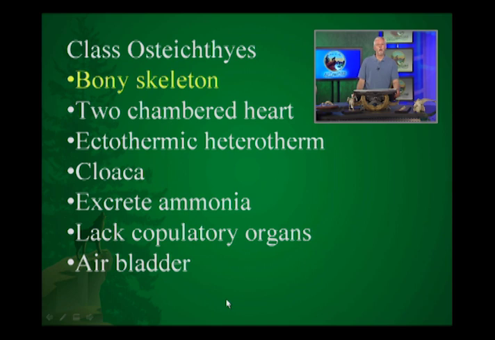And the bony fishes, among other characteristics, have a bony skeleton, as I mentioned. They generally have a two-chambered heart, which is not a particularly efficient heart, so they have trouble delivering adequate oxygen to the tissues. As a result, they're ectothermic heterotherms. They have a cloaca. A cloaca is a common opening for the digestive tract, the reproductive tract, and the urinary tract.